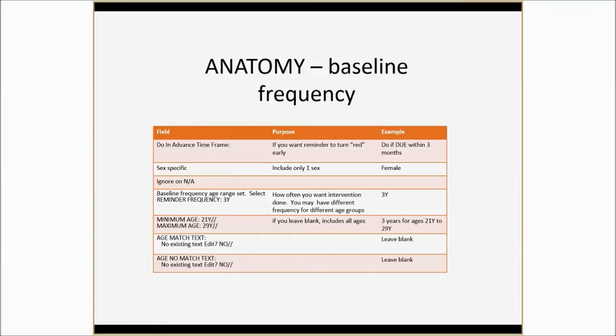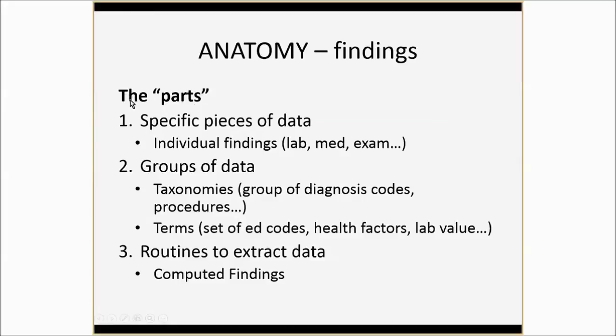Then you're going to look at the reminder frequency. The first one, advanced time frame, is usually for how early you want it to turn red. The reminder frequency is how frequently this reminder is due. And then you have the minimal age and maximal age. If you leave it blank, it's going to apply to old age. You want to leave the text of age max empty, and you want to leave the next text prompt, age not max, empty as well.